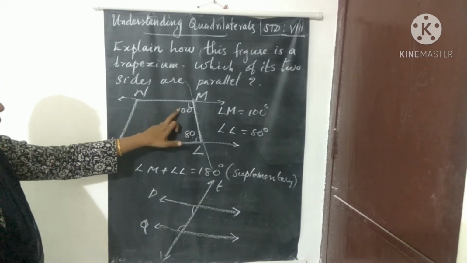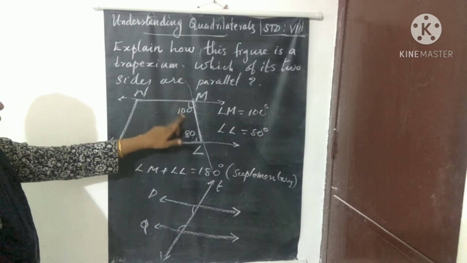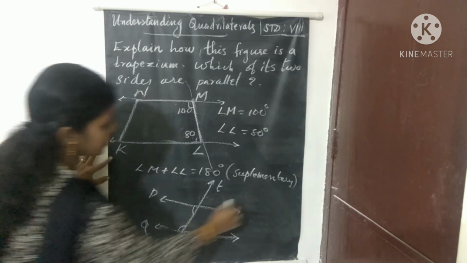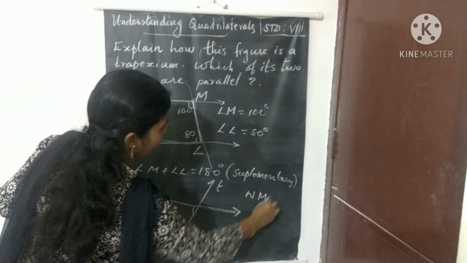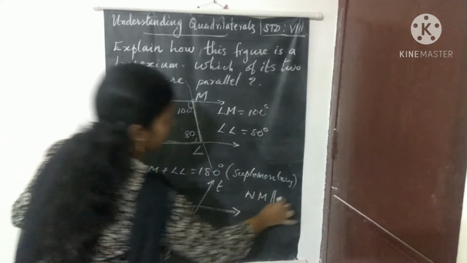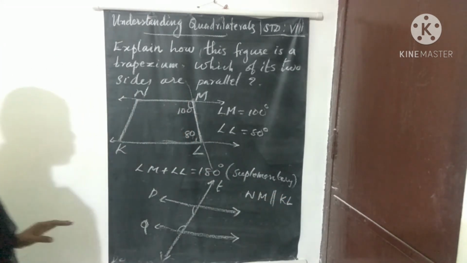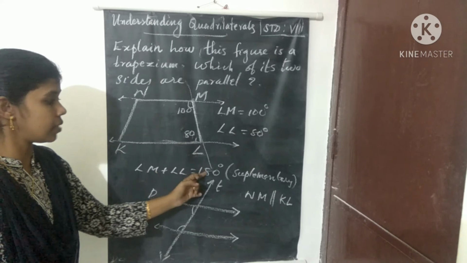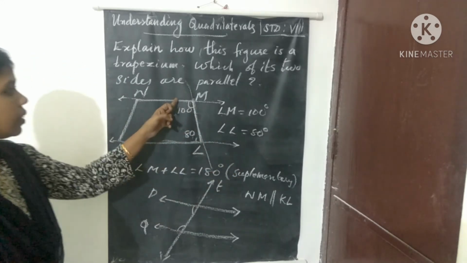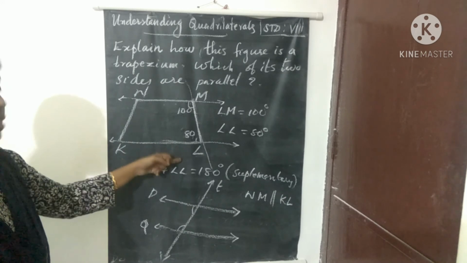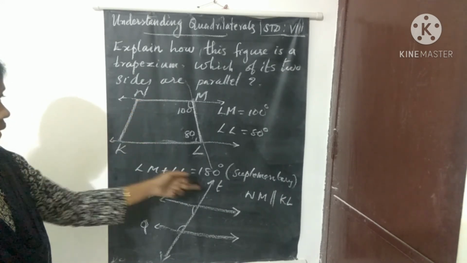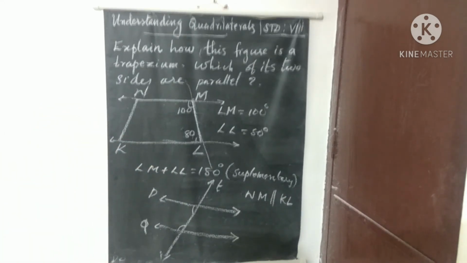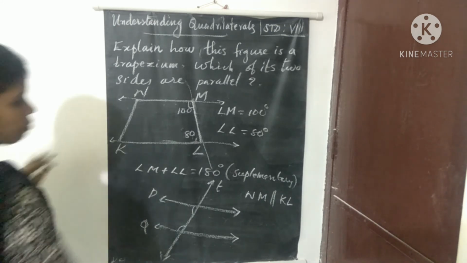These two angles are supplementary. That means NM is parallel to KL. Why? Because the two given angles are supplementary, these two lines are parallel. Clear? Therefore, NM is parallel to KL.